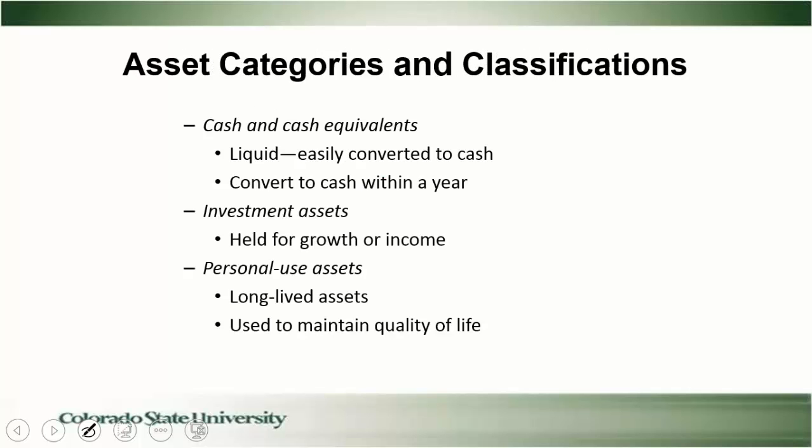The items on here, we have cash and cash equivalents. These are considered to be very liquid, which by definition means they are easily converted to cash. Also, when we say cash equivalents, they're things that we're expected to turn into cash within a year. So in accounting terminology, we're talking about short-term assets here.